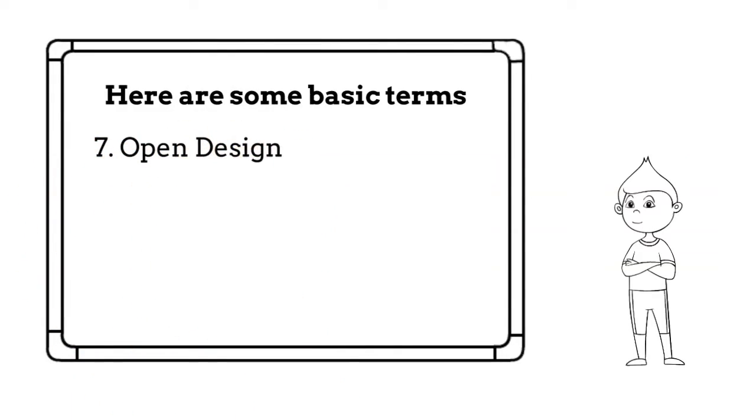Open design involves the making of both free and open source software as well as open source hardware. Classes, methods, or functions should be open for extension and closed for modification.